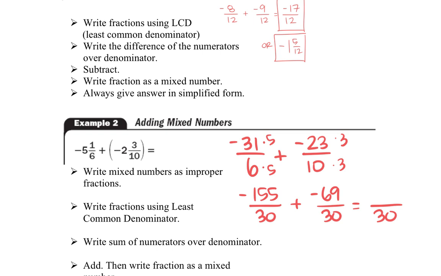I have same signs, so I add them. I'm going to do 69 plus 155. That gives me negative 224. Now, I need to get this into simplest form. These are slightly bigger numbers.